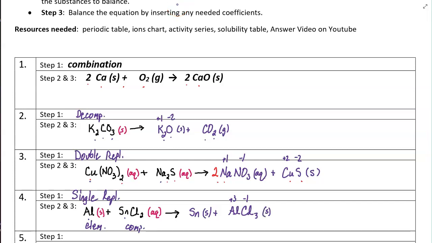Step 3, balance this equation. There's 2 Cl's on the left and there's 3 Cl's on the right. So if we make them both into 6 Cl's, it'll be balanced. Put a 3 here, put a 2 here. This makes 3 tins, so we can put a 3 here. And this makes 2 aluminums, so put a 2 here.